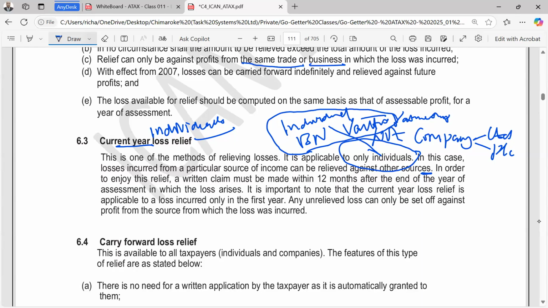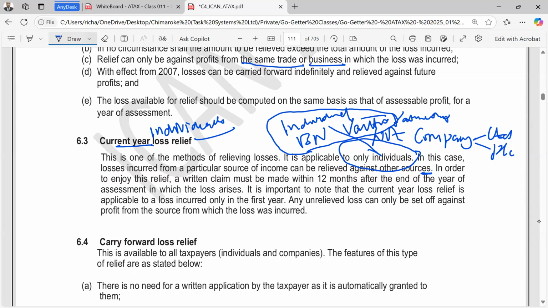That 200 will never be relieved from the remaining 300 from the rent because it is now a carry forward loss. It will not be carried again to the next year. That is how it works.